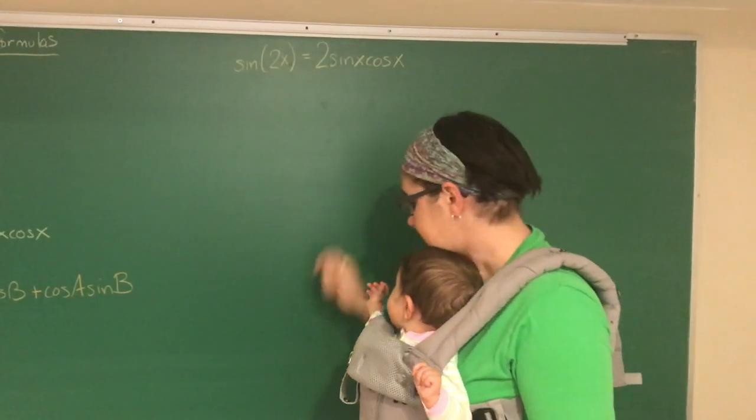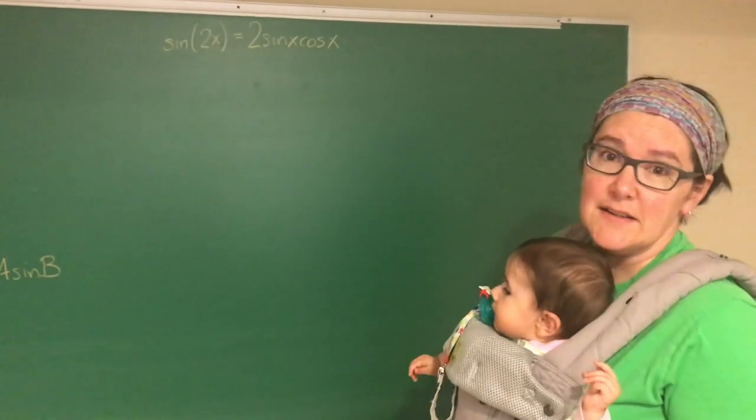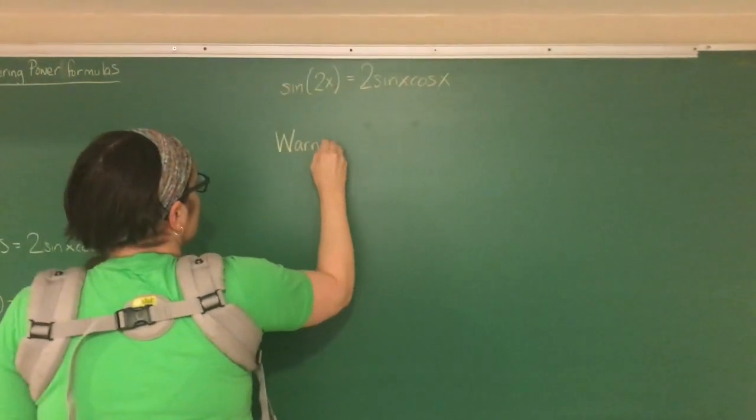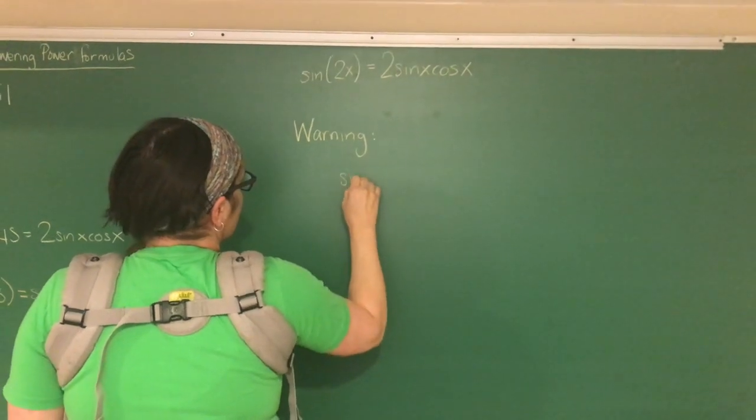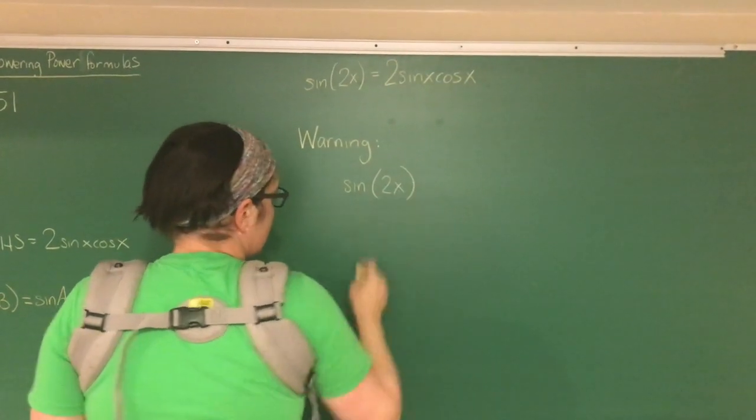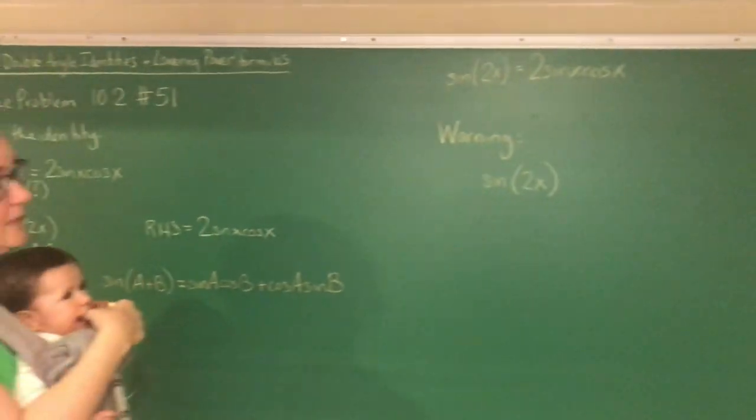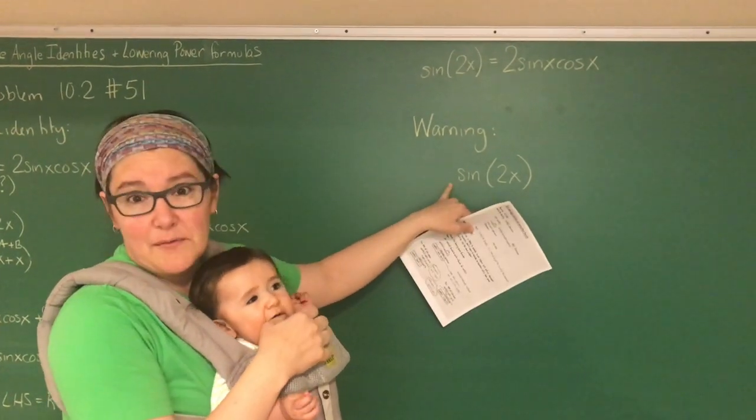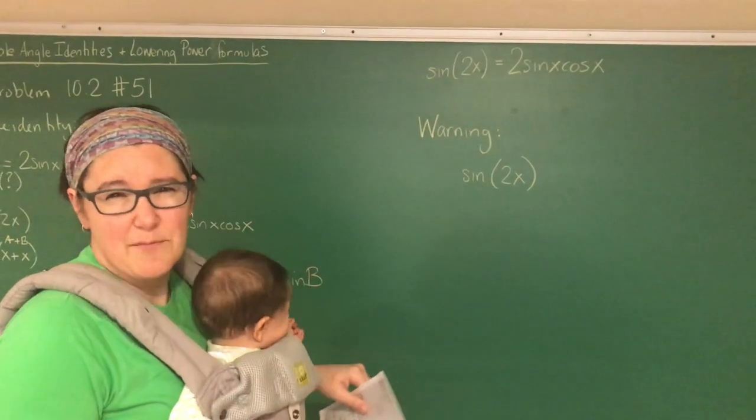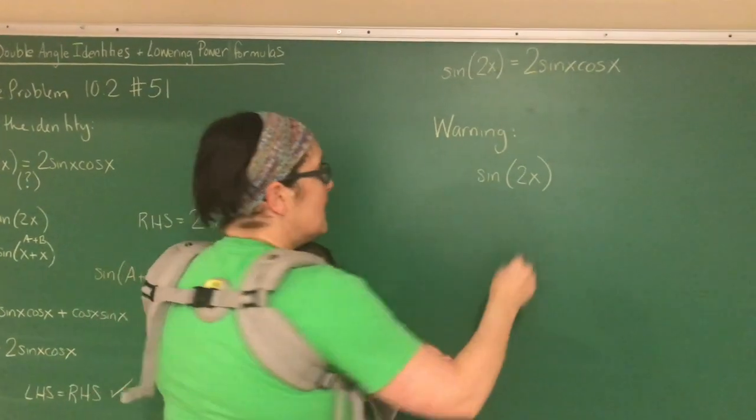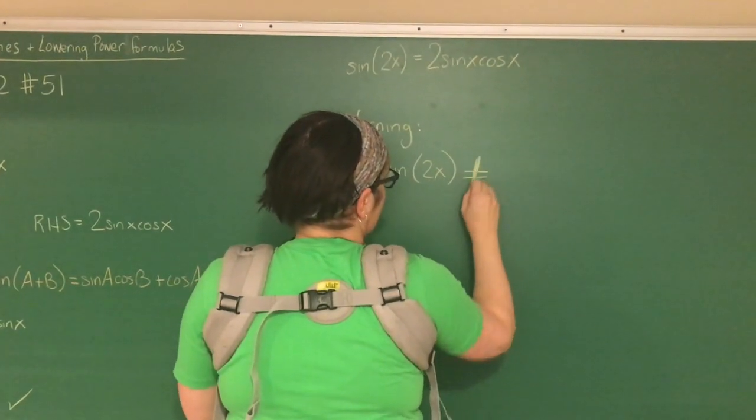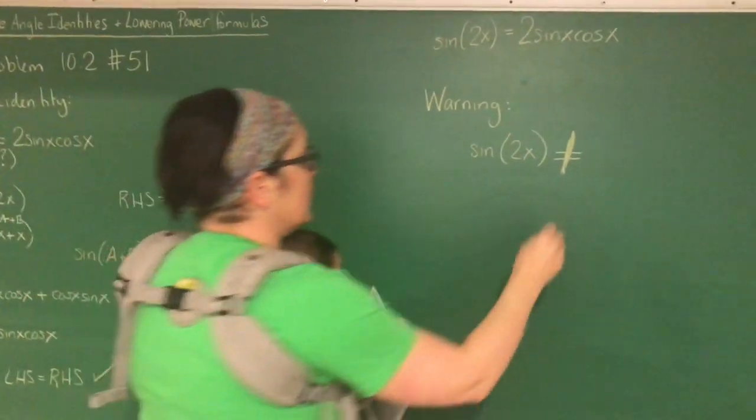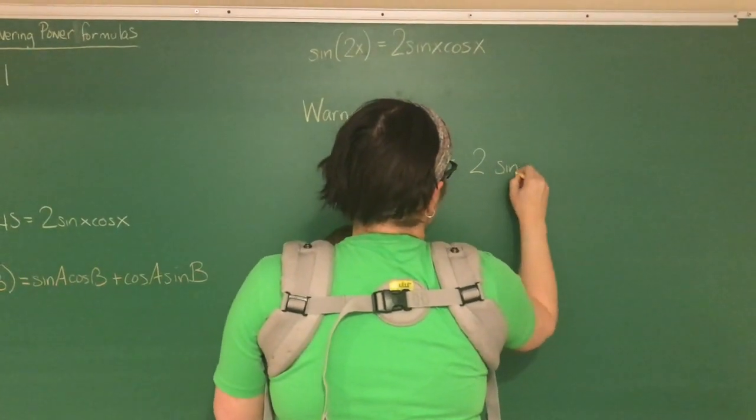Okay. The second thing that I want to point out about this identity is the warning that you might be tempted to take that 2 inside the parentheses and bring it out in front. Because that's what you do when you have multiplication. You can bring stuff out front. But the warning is that sine of 2x is not equal to 2 times the sine of x.